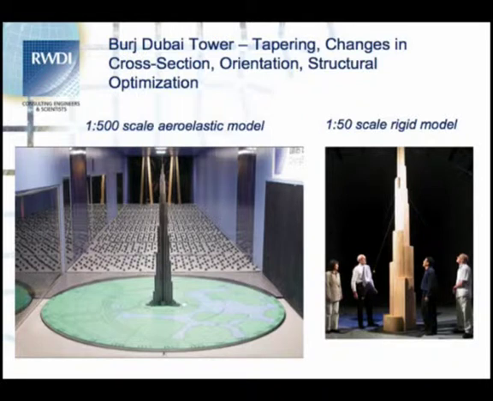We'll just run through a few examples here. The Burj Dubai is an obvious one where tapering, changing the cross-section, even in early stages, changing the orientation of the building were all ways we could sort of fight against our foe.